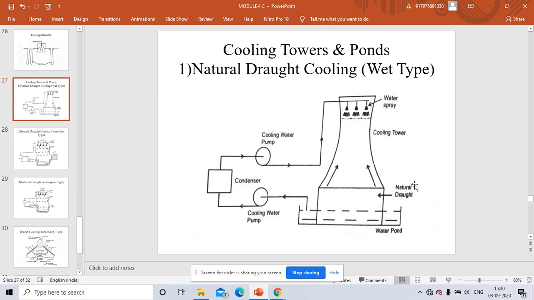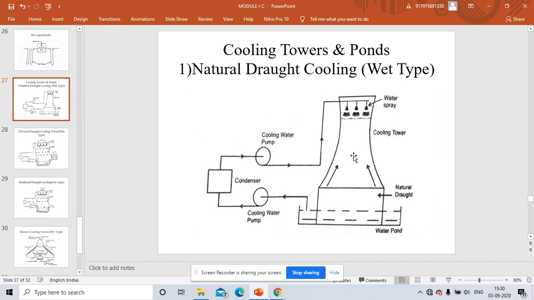There is no external source used to force the air towards the top of the cooling tower. This whole thing happens naturally, so that's why it's called natural draft. The airflow is natural, from the bottom of the tower to the top, because of the density difference. As the cold air is moving upwards, the hot water will be coming downwards in the form of droplets.